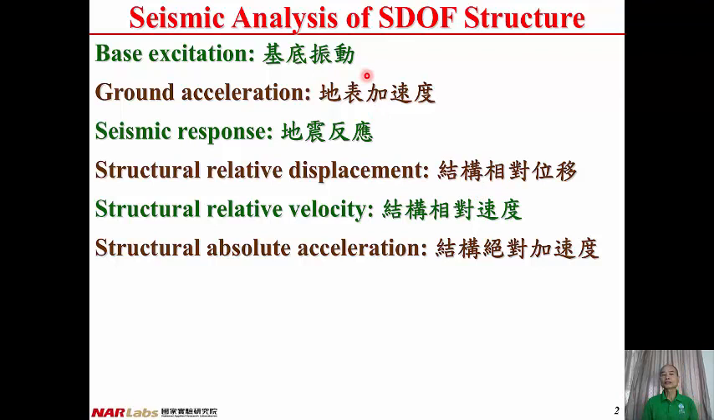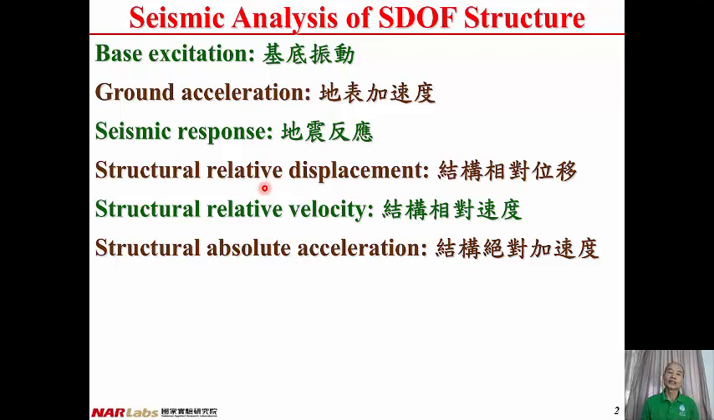And here is some terminology. Base excitation. Instead of applying the force directly on the structure, the base of the structure is excited, is driven, and is called base excitation. In Chinese, 基底震动. Ground acceleration is the acceleration of the ground. In Chinese, 地表加速度. Seismic response is the response of the structure under earthquake. In Chinese, 地震反应. Structural relative displacement. In Chinese, 结构相对位移.